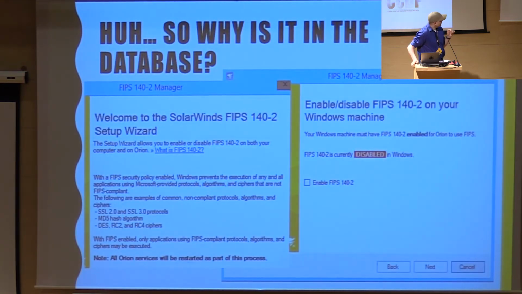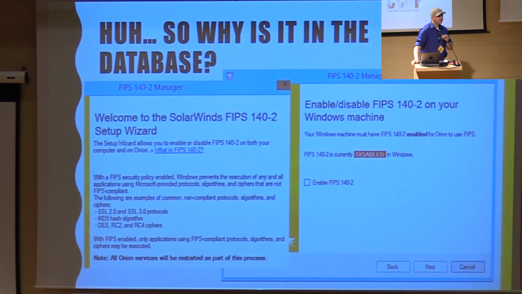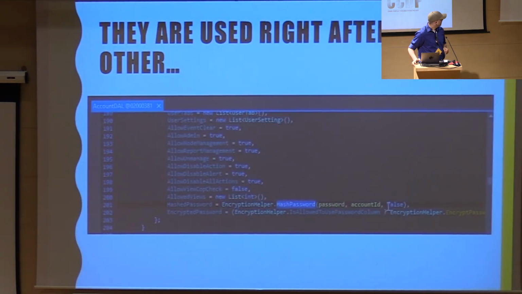And when you turned on FIPS compliance, the entire thing broke. Like, Orion wouldn't start, the database wouldn't start, all of these things, at least the trial broke. So you can pretty much guarantee that no one has this turned on, unless they did a lot of work to turn it on. So looking through the code, yep, they are definitely using hashed password with hash password and encrypted password all together.